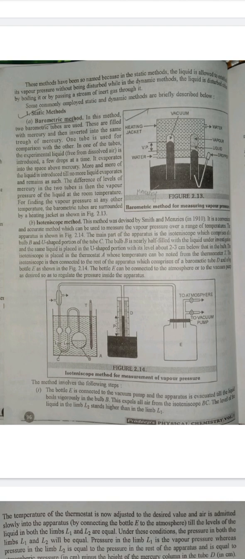The method involves the following steps. The bottle E is connected to the vacuum pump and the apparatus is evacuated till the liquid boils vigorously in the bulb B. This expels all air from the isoteniscope. The level of the liquid in the limb L2 stands higher than that in the limb L1.